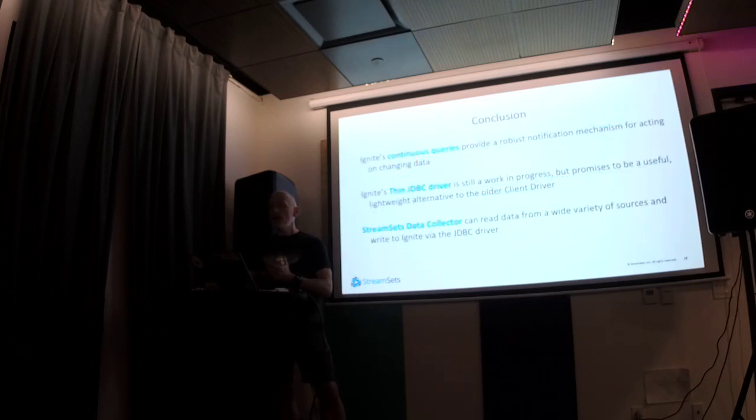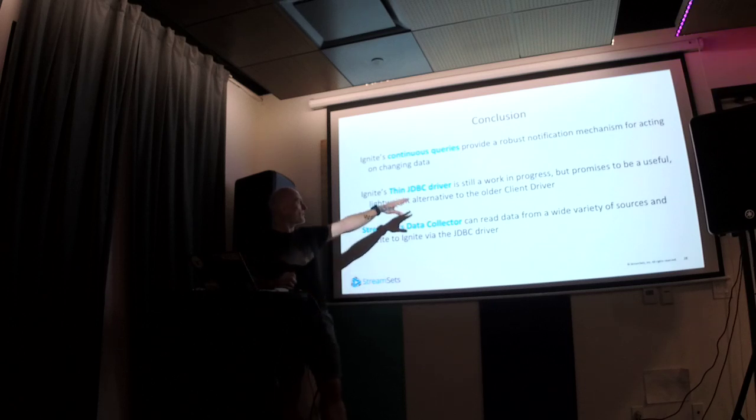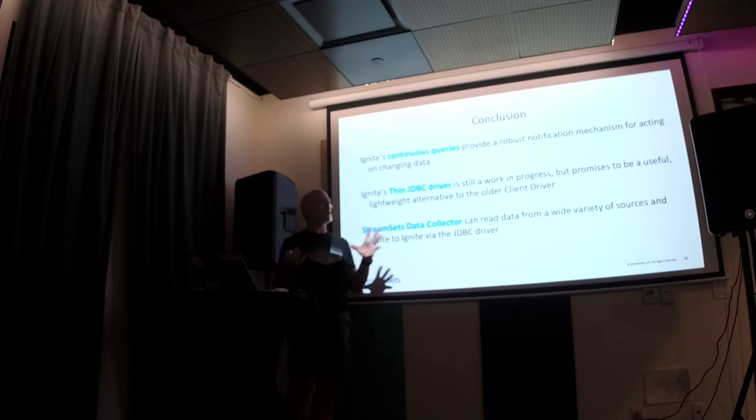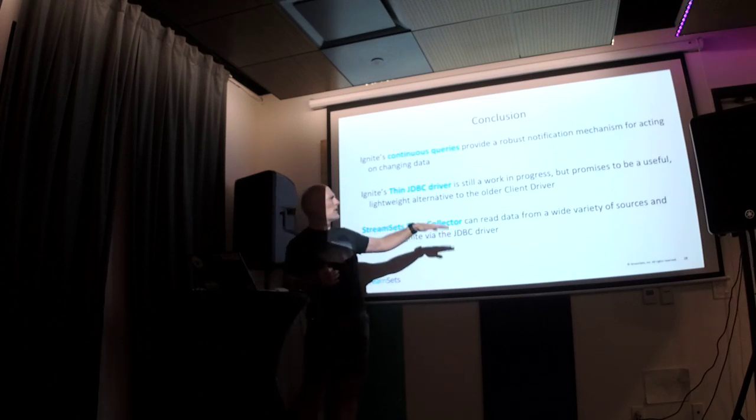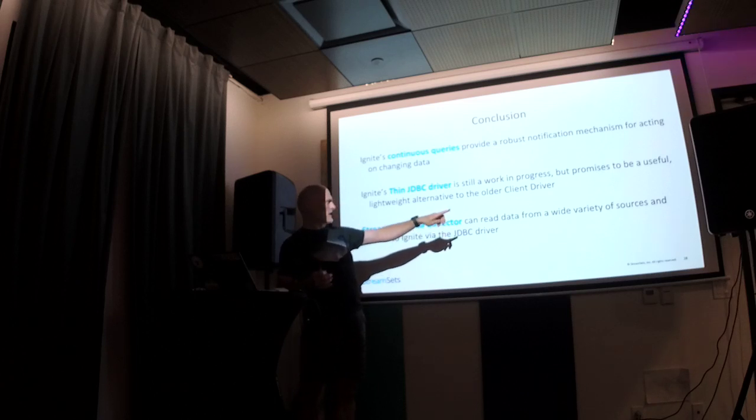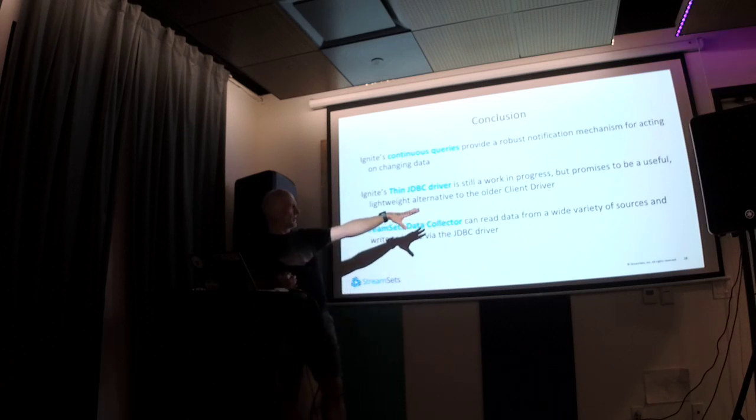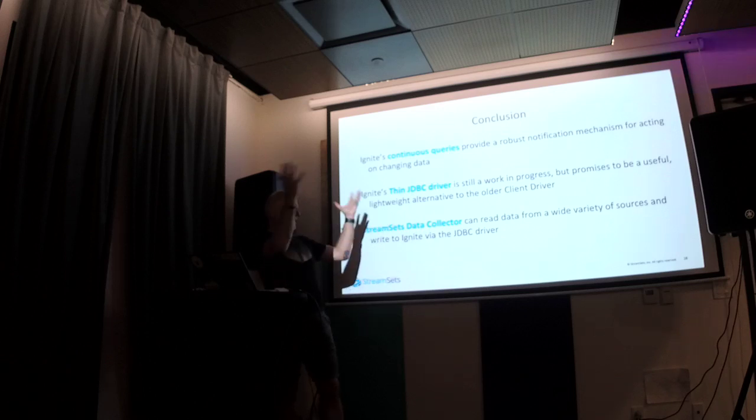So, wrapping it up. Ignite continuous queries are a really nice way of running this notification mechanism very robustly and very quickly. This thin JDBC driver met my needs because of its footprint characteristics, but it's still a bit of a work in progress. Promises to be a useful, lightweight alternative to the older client driver where you get a full Ignite database node as part of your app.